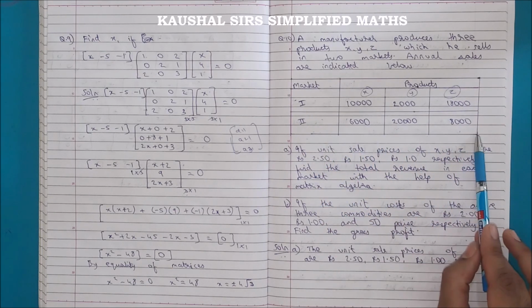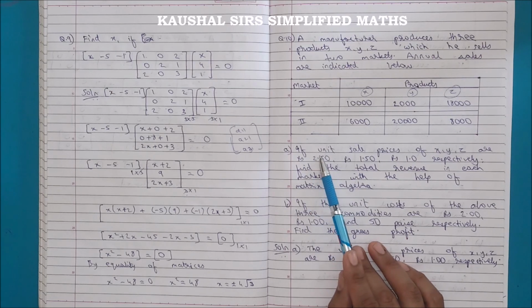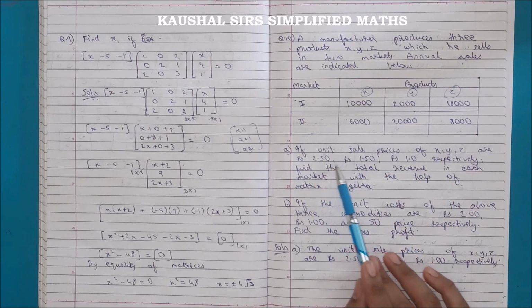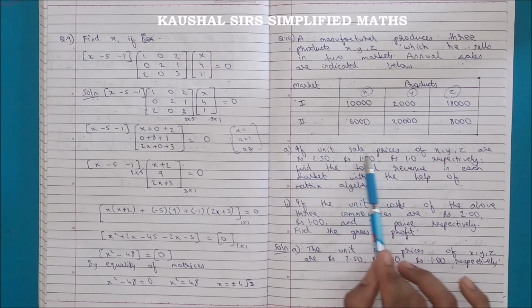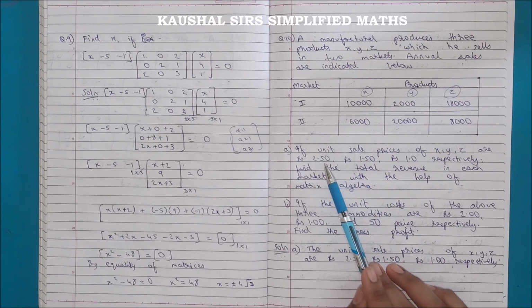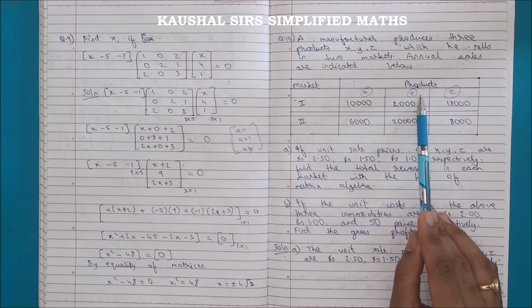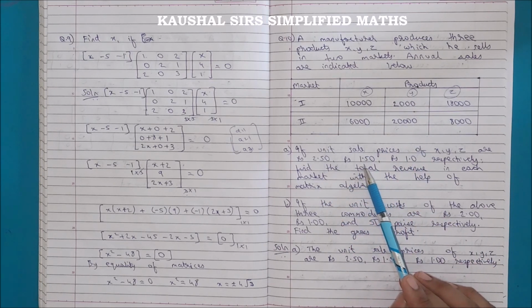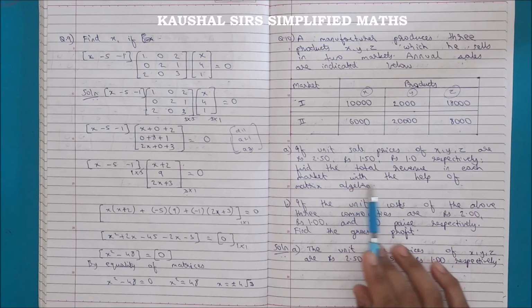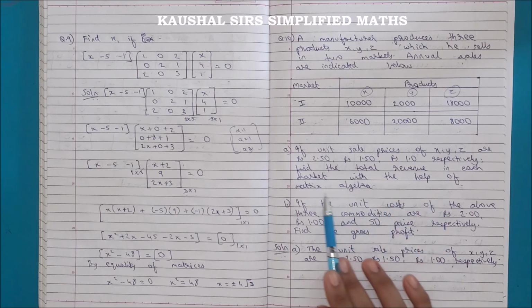Likewise for market 2. Now in the first part of the question, unit sale price of X, Y, Z are rupees 2.5, 1.5 and 1. Unit sale price means what? One product of X has the selling price of rupees 2.5. One product of Y has the selling price 1.5 and one product of Z has the selling price rupees 1. Find the total revenue in each market with the help of matrix algebra.